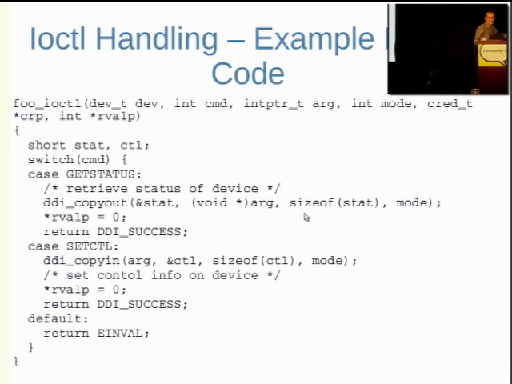Typically you're either going to copy data out to the user on an ioctl or copy data in, and some ioctls do both. They copy in data, they make some changes, they copy things out. And the copy in and copy out functions basically protect the kernel from bad addresses, so the kernel doesn't panic if the user passes in garbage.